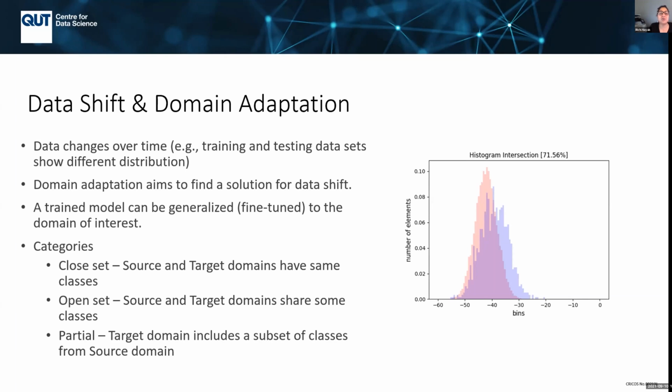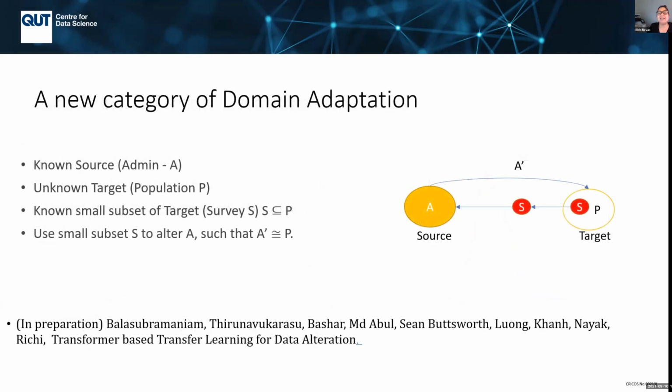Usually in the literature, these are called closed set domain adaptation, open set and partial, where both source and target share some of the classes. So we now deal with a new kind of problem, and that is quite a recent problem that may fit into many scenarios. If we consider the ABS scenario, ABS would get large data informing about people's tax, income, their occupation, and so on.